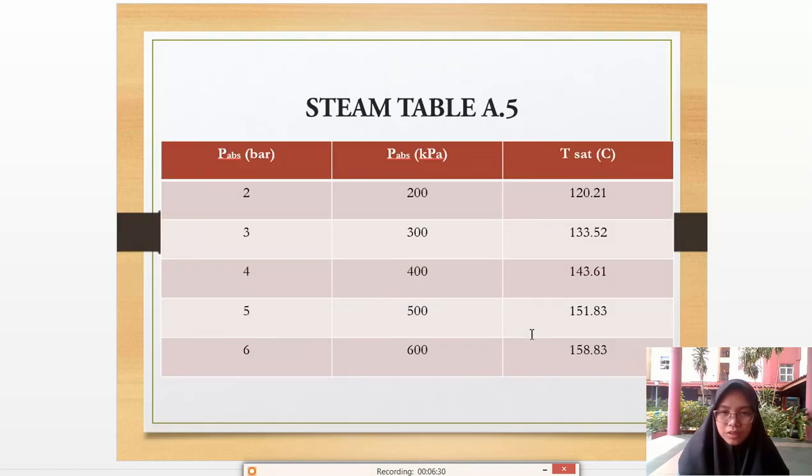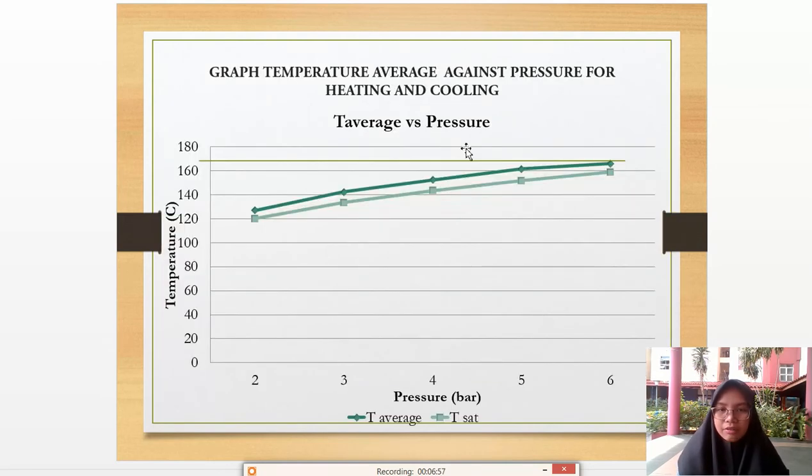So this is the table for the comparison between the T that we get from our experiment and the T from table A5. This is the pressure that we use, and this is in kilopascal, and this is in bar, and this is the saturated temperature from the table. So this one is the graph, which is the average T versus pressure, and this is the T average from the experiment, and this one is the T saturated from the table above.